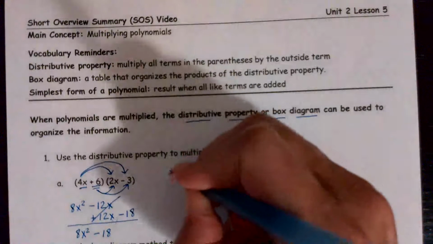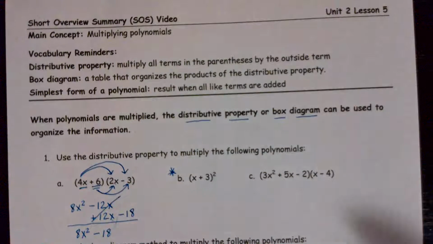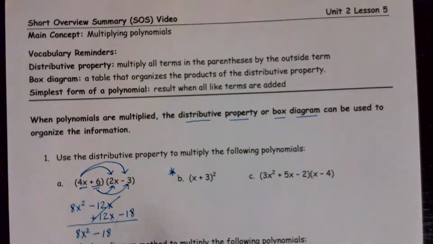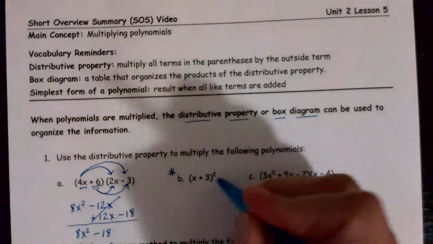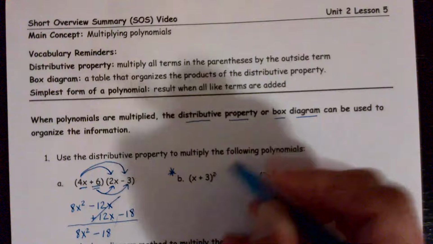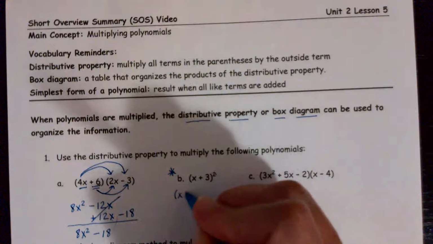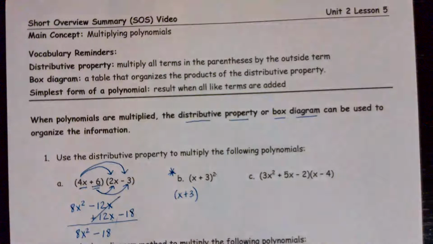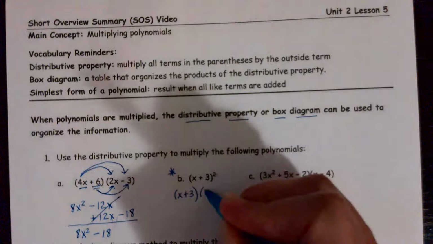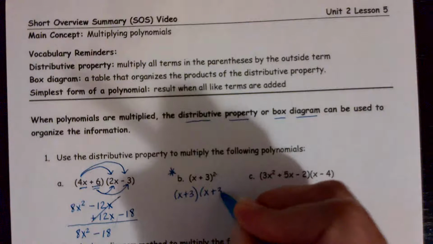Now, please put an asterisk by this next one. Whenever you see a binomial to a power, the very first thing you need to do is rewrite this as a factor that many times. So I write x plus 3 as a factor, which means I'm going to use it to multiply. And I write it again because I need to write it twice.